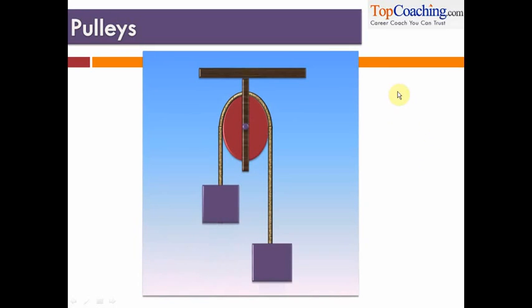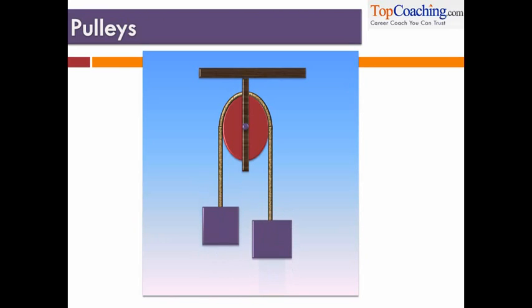A pulley is just a wheel over which a string can move. Something like this. So as you can see, there's a wheel here and the string is sliding over the wheel, isn't it? If the wheel is fixed, the pulley is called a fixed pulley. If the wheel is moving, then the pulley is a movable pulley. In this case, as you can see, the pulley is a fixed pulley because the wheel is fixed to this particular support from the roof, isn't it?